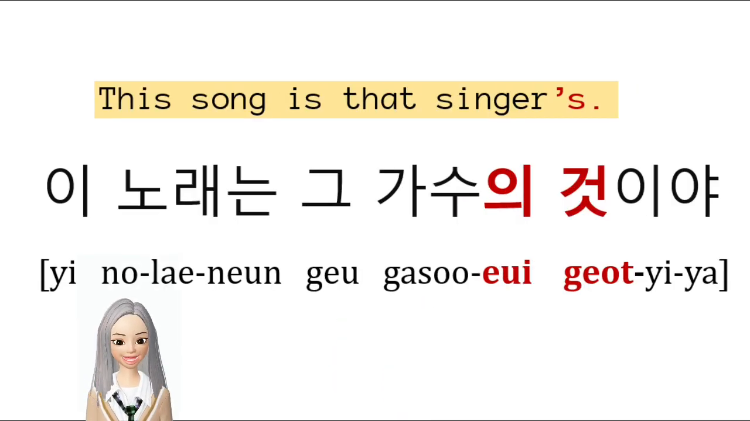Similarly, let's try another sentence. This song is the singer's. In Korean, you would say 이 노래는 그 가수의 것이야. 이 노래는, this song is. 그 가수, that singer. 그 가수의 것, that singer's. 그 가수의 것이야, to make it a sentence. So again, 이 노래는 그 가수의 것이야.